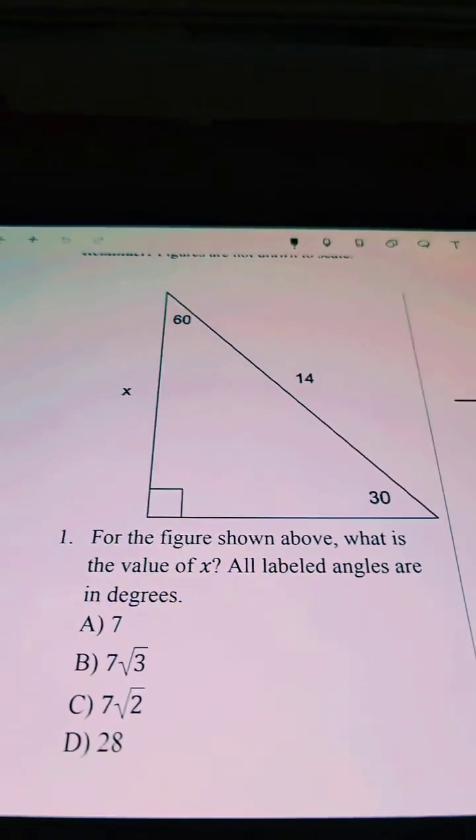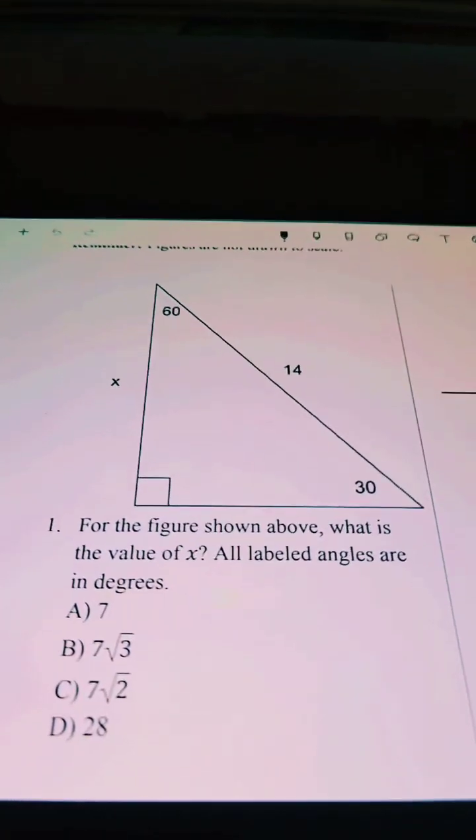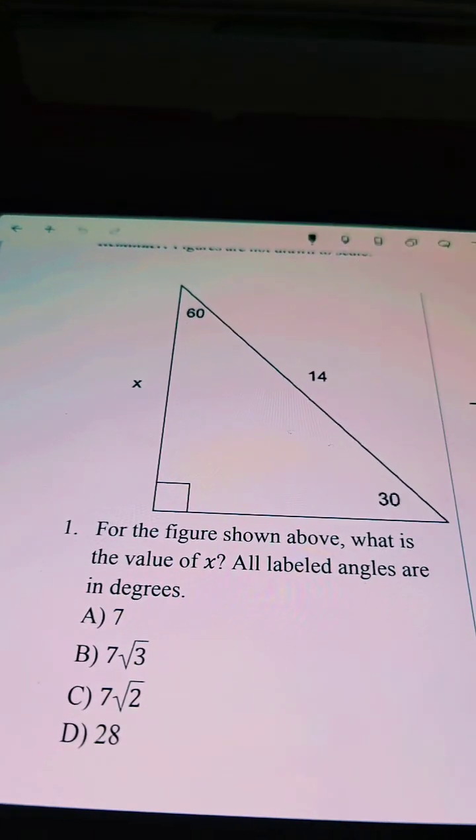So for this one, it says, for the figure shown above, what is the value of x? All labeled angles are in degrees. So this is a 30, 60, 90 right triangle.